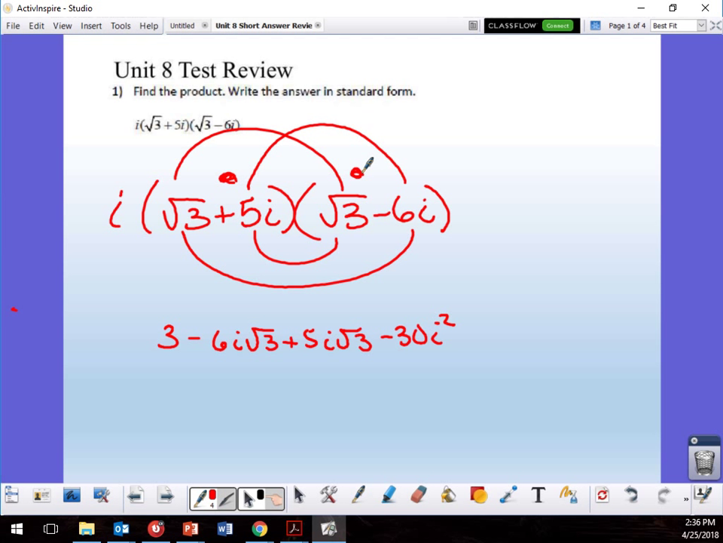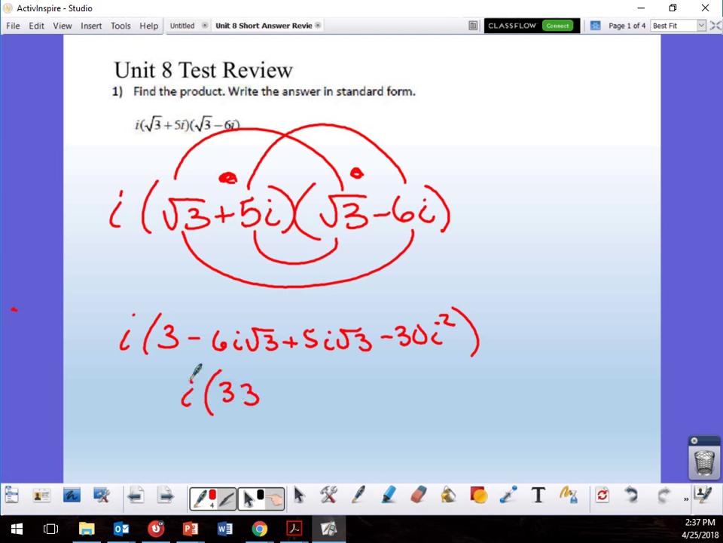Because I still have this i on the outside. I've got to bring it down. That was from up front. Once I get all this inside, I'm going to distribute an i also. So combine like terms. I know the i squared, like he said, is negative 1. So I have a negative 30, which now becomes a positive 30, and a positive 3. So it's 33. I'm going to bring down my i.